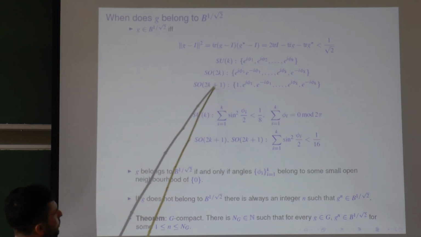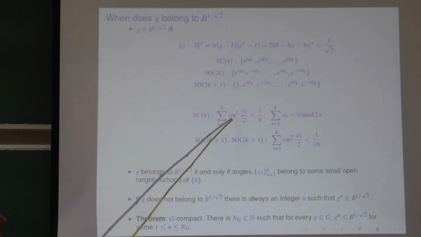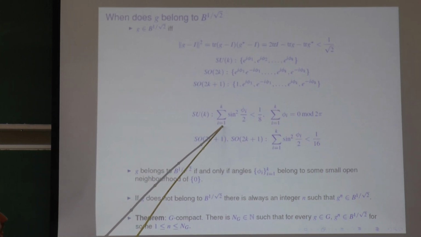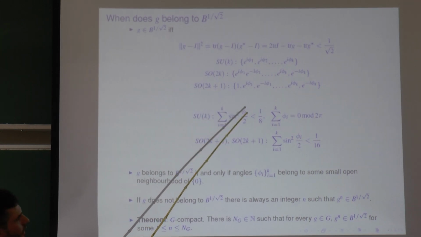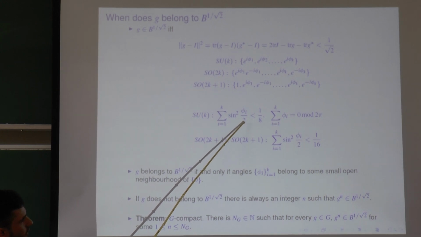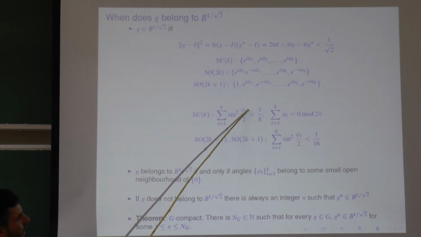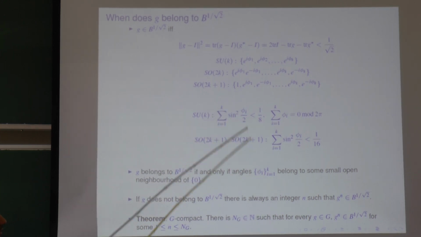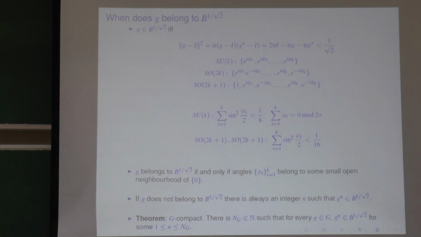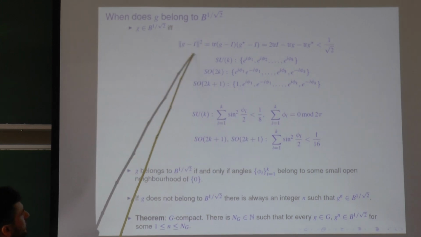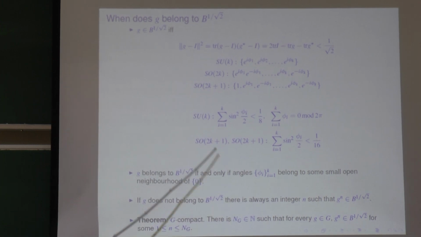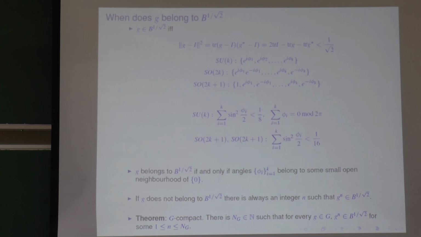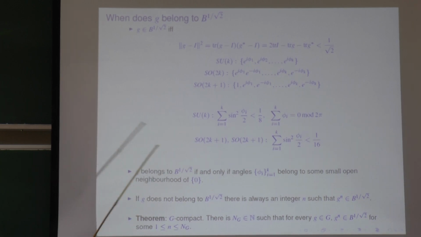And the same for SO(2K), this condition translates to some simple inequalities. So for SU(K), you have to take the sum from 1 to K of sine squared of phi_i divided by 2. So you take the spectral angles, divide them by 2, and take the sine squared of them, and this must be less than 1 divided by 8. This is equivalent to the condition here. And you get similar inequalities for orthogonal groups. Good. So this is one step.